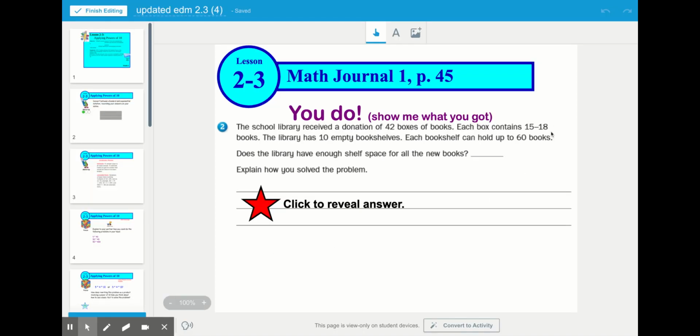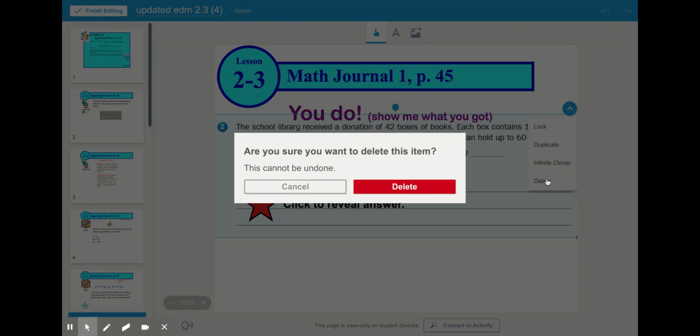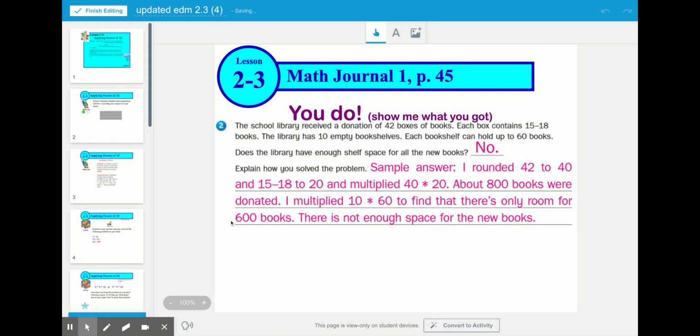Okay, so let's take a look at what the book says. Does the library have enough shelf space for all the new books? No. How do we know this? Here's a sample answer. You can round 42 to 40, and 15 to 18 would round to 20. So then you multiply 40 times 20. That gives you about 800 books were donated. I multiplied 10 times 60 to find that there's only room for about 600 books. There is not enough space for all of the new books.